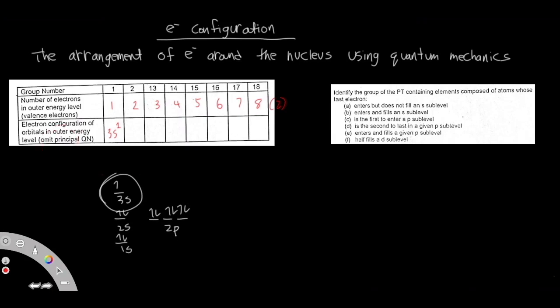Omit the principal quantum number. So our 3 here, the period number, the principal quantum number, can be ignored. So our answer is just S1. If you were to add another electron, let's say you added it that way, this would be 3s2. Again, the question says omit the principal quantum number, so you just get rid of 3. So our answer is just S2.